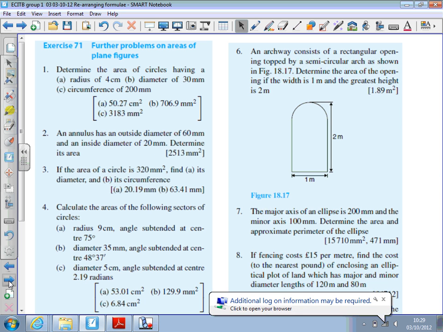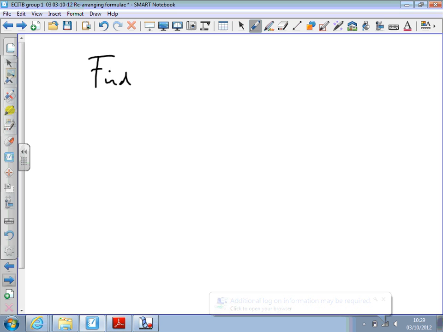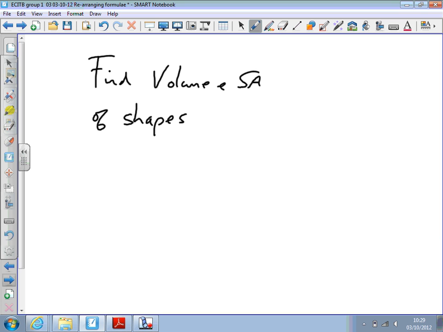But let's have a look at volumes now. So finding volume and surface area of shapes, which is the focus of the assignment.